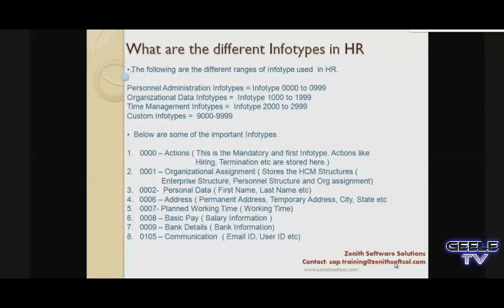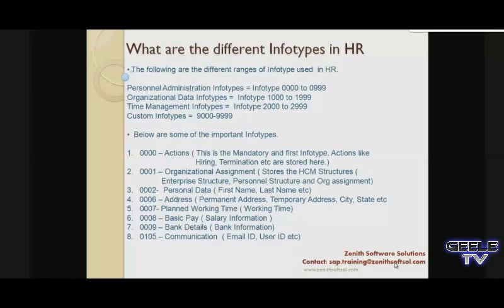What does this info type do? This info type is the mandatory and first info type. This info type captures actions like hiring, termination, etc. Because when you hire an employee, it is an action. When you terminate an employee, it is an action. So these kinds of actions will be stored in this info type.